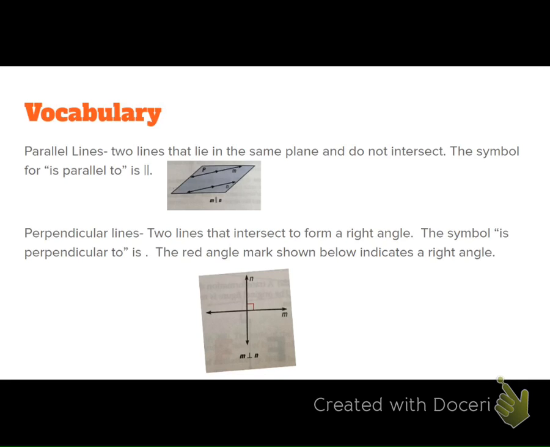So our first line here was parallel lines. 2 lines that lie in the same plane and do not intersect. So our important part there is that they lie in the same plane and that they do not intersect. The symbol for is parallel to is those 2 lines. They look like L's or absolute value lines, so just a little taller than L's. You can see that in action on our little example here. You see M, and then you have the 2 parallel lines to N.